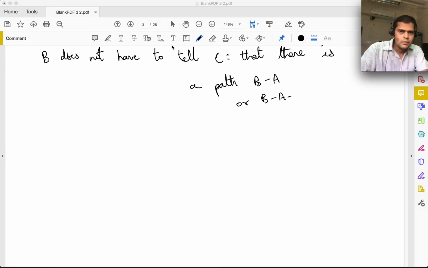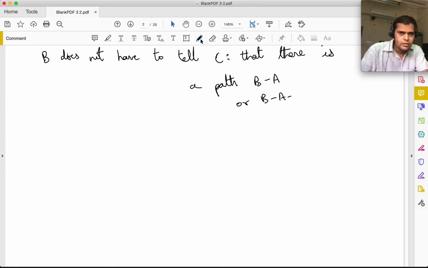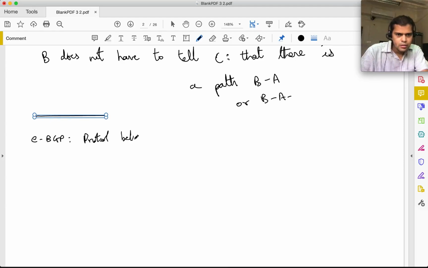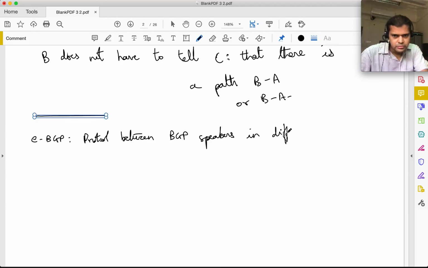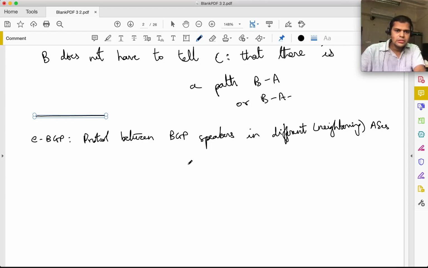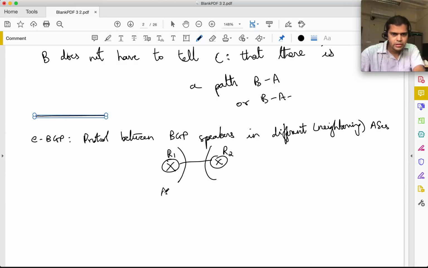So EBGP is a protocol between BGP speakers in different autonomous systems. What I mean is neighboring autonomous systems, right? So usually these two routers are directly connected to each other. This is in one autonomous system and this is in another one.